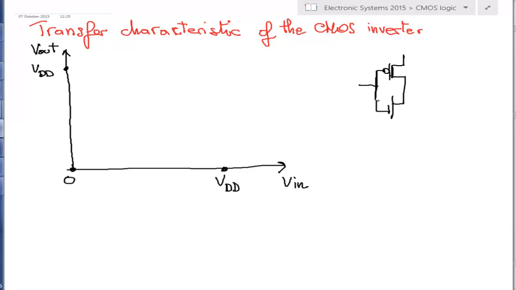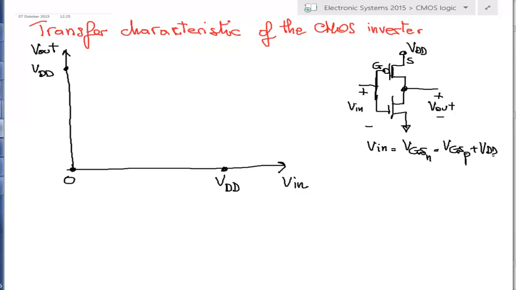So for convenience, I redraw the inverter here. You see that V in is equal to VGS of the NFET, and is equal to, this is the source of the PFET, this is the gate of the PFET, so V in is also VGS of the P transistor plus VDD. So what can we write here?